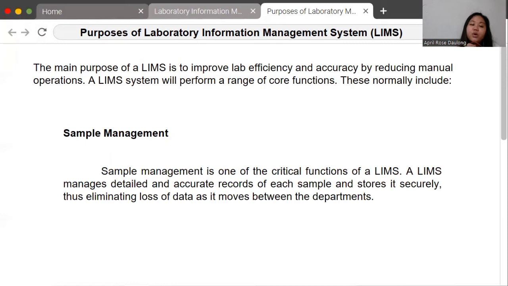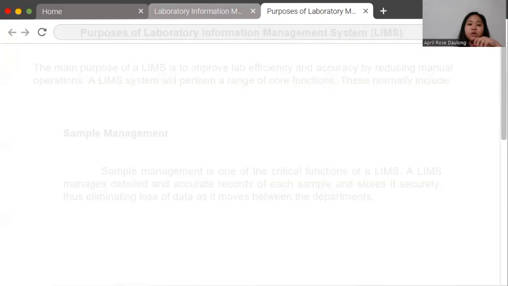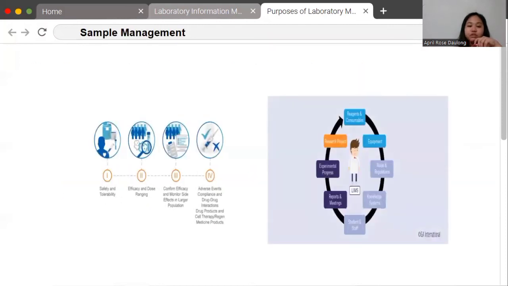Additionally, when the sample moves from one unit of the laboratory to another, the chain of custody is updated to ensure proper tracking of the sample's location and custodian. So makita kung kinsa ang custodian sa samples sa laing department. Next, the picture niya si sample management.